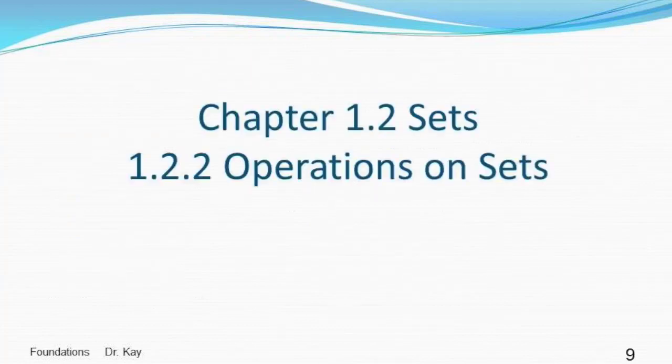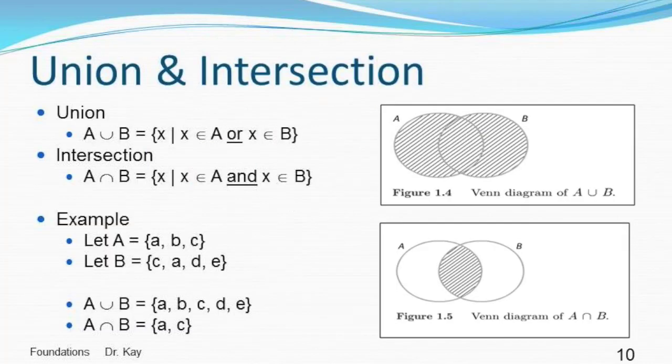Let's talk about 1.2.2. So we've got these Venn diagrams of union and intersection. You should be pretty familiar with them. If you have two sets, the union of those two sets is the set of all elements that are in either. The intersection of those two sets is all elements that appear in both sets.